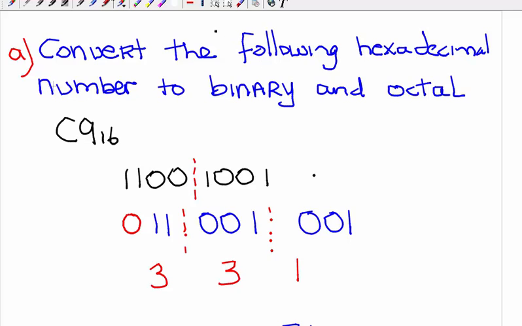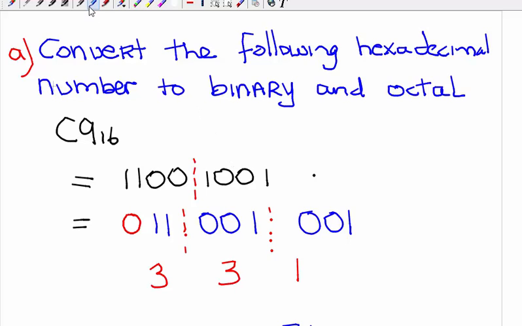So the first one here is C9, to the base 16. What I'm going to do there is rewrite that out using my lookup tables. C corresponds to 1100 and 9 corresponds to 1001. So that's the binary equivalent of C9 in binary. Now you notice I have it written out there in groups of 4. That's the way I have it set up in my tables.